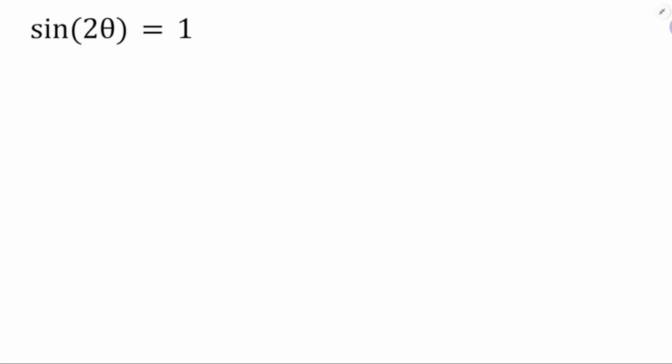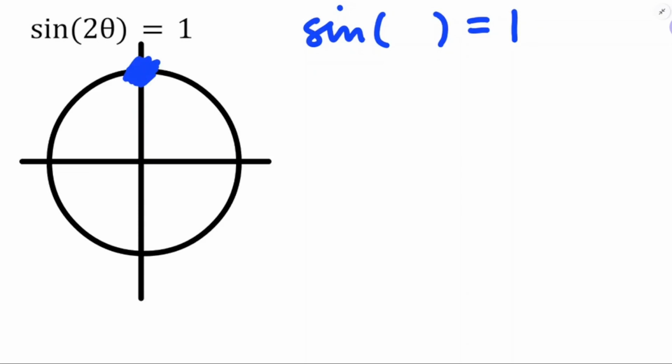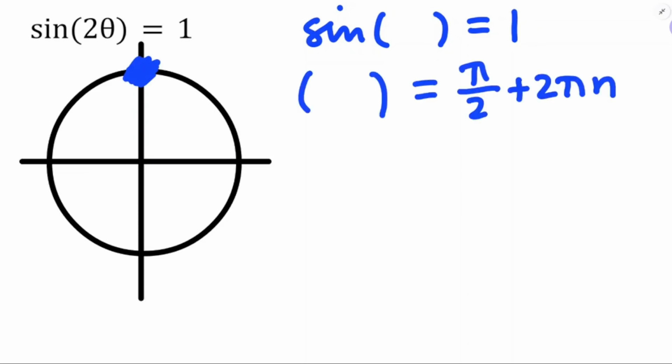But that won't always be the case. If we run into something that causes a change in the period, like horizontal dilation, like this one, you see sine 2 theta equals 1. Well, just ignore the fact that it's 2 theta. Just think about where sine of a thing equals 1. Go to the unit circle. That's going to be up at the top, and so that will be where that thing is pi over 2 plus 2 pi n.